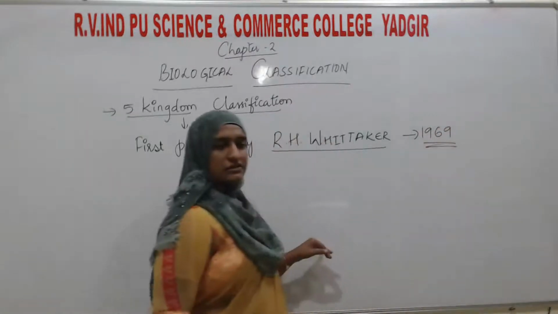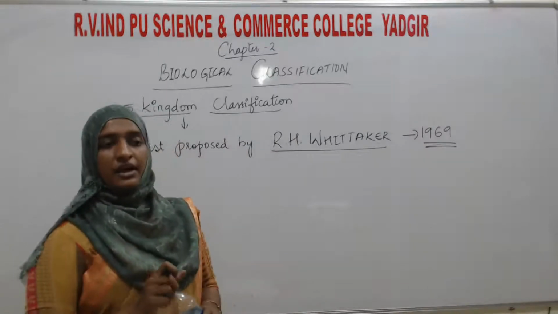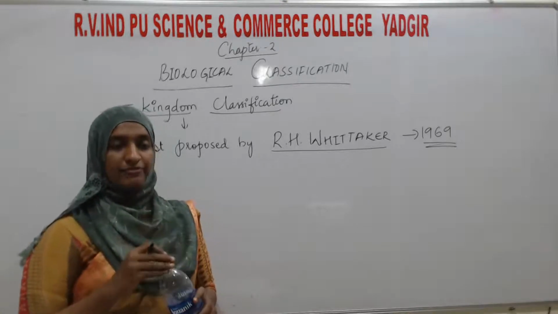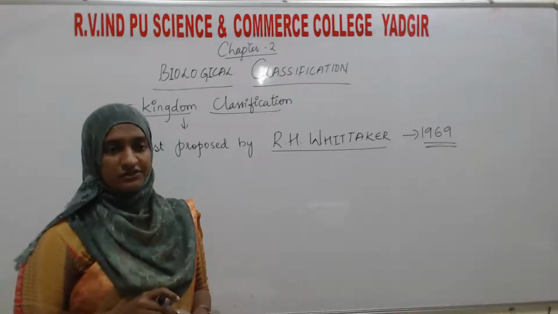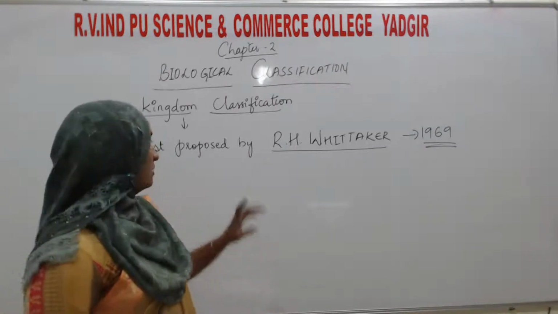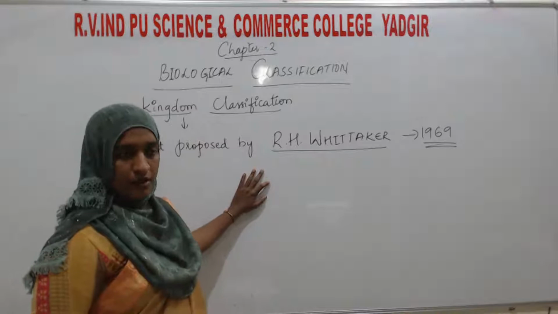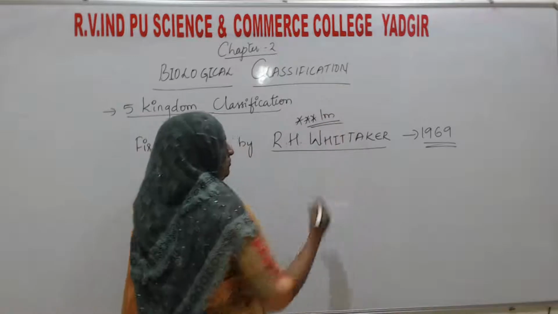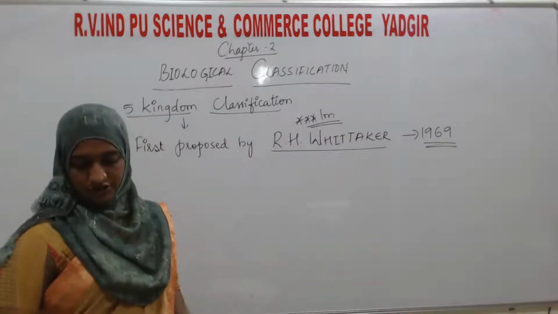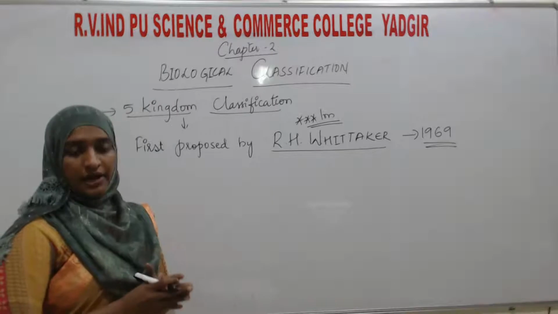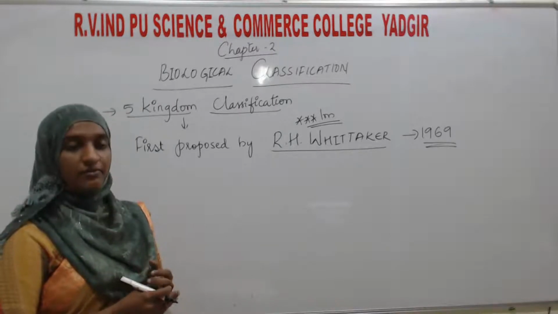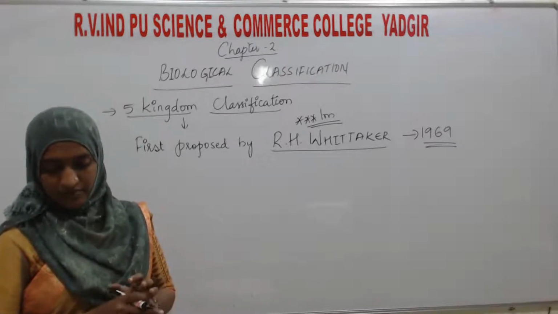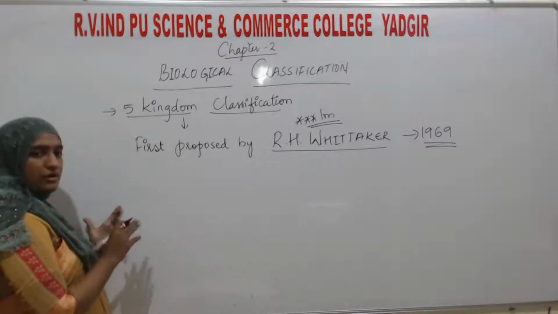Many times in your first PU board, they asked this question for 1 mark. Who first proposed the 5 kingdom classification? Note it down for the 1 mark question. Who first proposed the 5 kingdom classification? That is R.H. Whittaker. So these are the kingdoms defined by him in the 5 kingdom classification. What are the 5 kingdoms? Already I had told you.